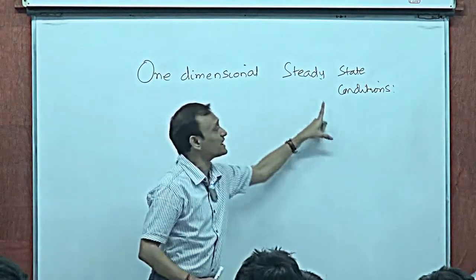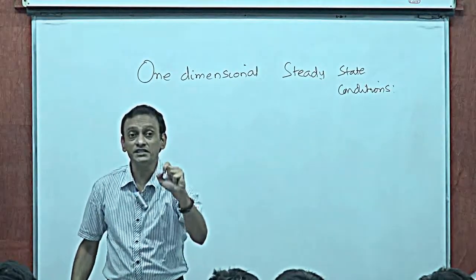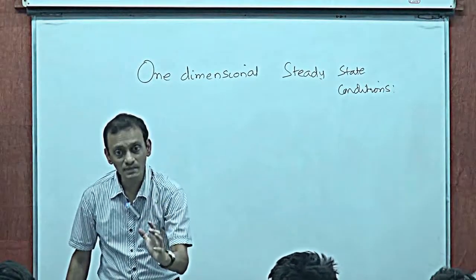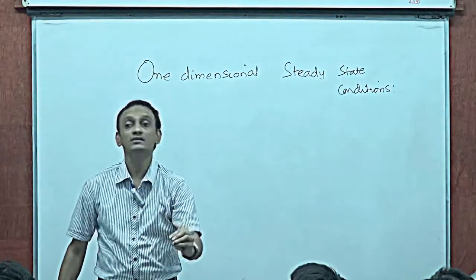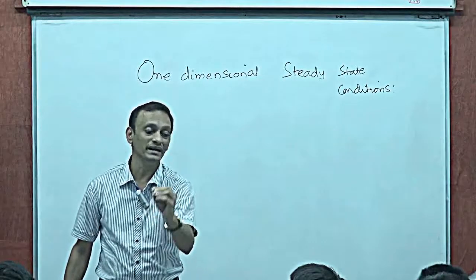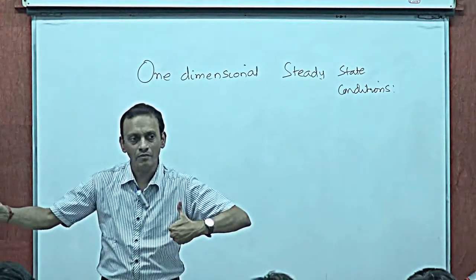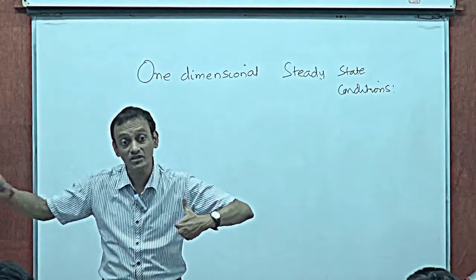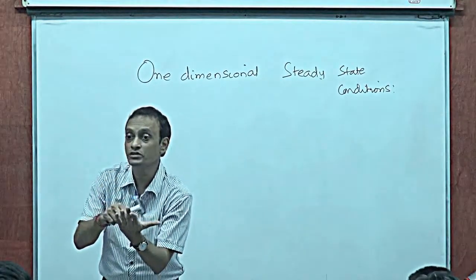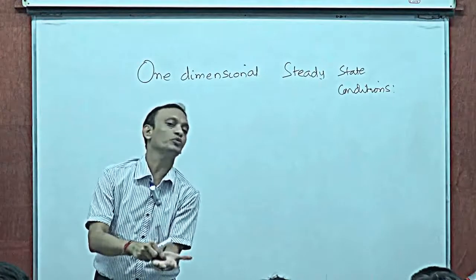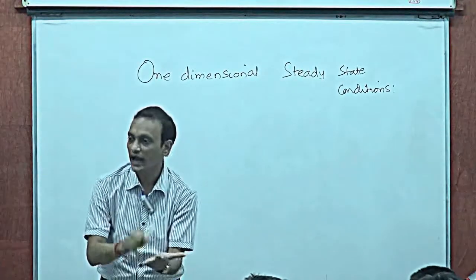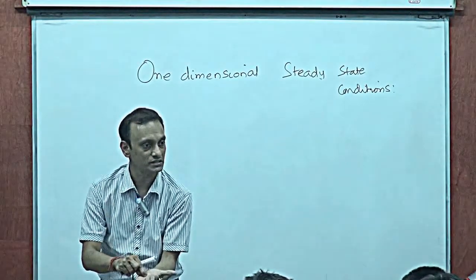When I say steady state, it means at a given point, x, y, z, the temperature is time independent. That's what I mean by steady state. It could vary from one point to another at a given instant, but at a given point, it's time independent. That's what we'll seek to deal with. At a given point, time independent, right?